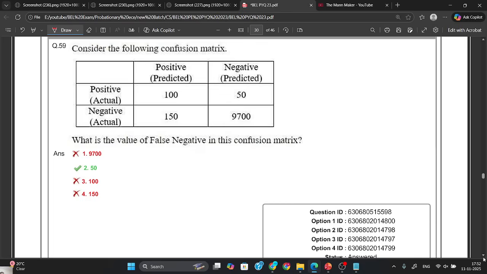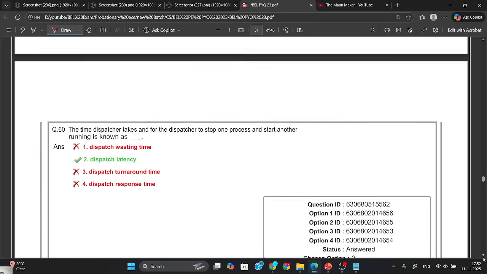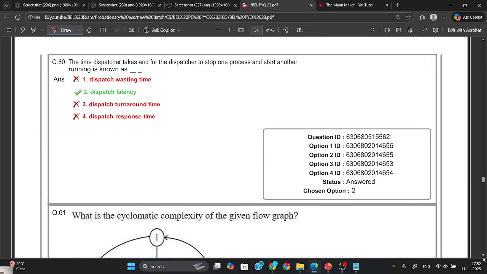Consider the following confusion matrix we have. So here it's asking what is the value of false negative in the confusion matrix. So for false negative, we have to see the actual positive and predicted negative. So here 50 is there, so 50 is your answer. Okay. The time a dispatcher takes to stop one process and start another running is known as dispatch latency. Okay. So option B is your right answer.